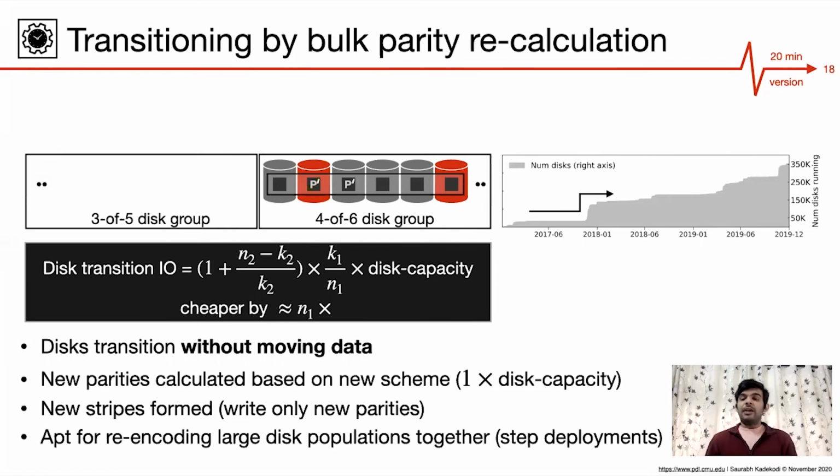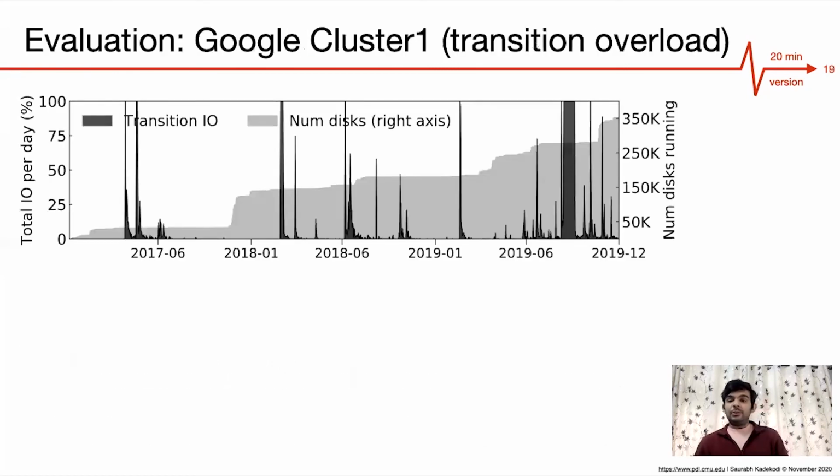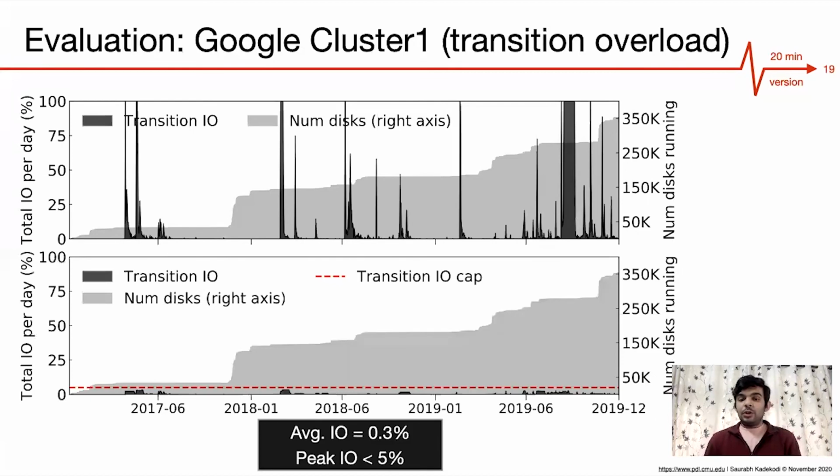So let's look at what happens when we combine all the optimizations that Pacemaker does to reduce transition overload. Let's look at our cluster again, which had these horrible large patches of transition overload where 100% of the IO bandwidth was spent in redundancy transitions for weeks together. Using Pacemaker's techniques, the transition overload has been brought down to well below 5% at all times. In fact, the IO efficient transitioning mechanisms reduce IO so much that the average IO required for transitioning is only 0.3% of the total cluster's IO bandwidth. And all the transitions are always safely capped under 5%.